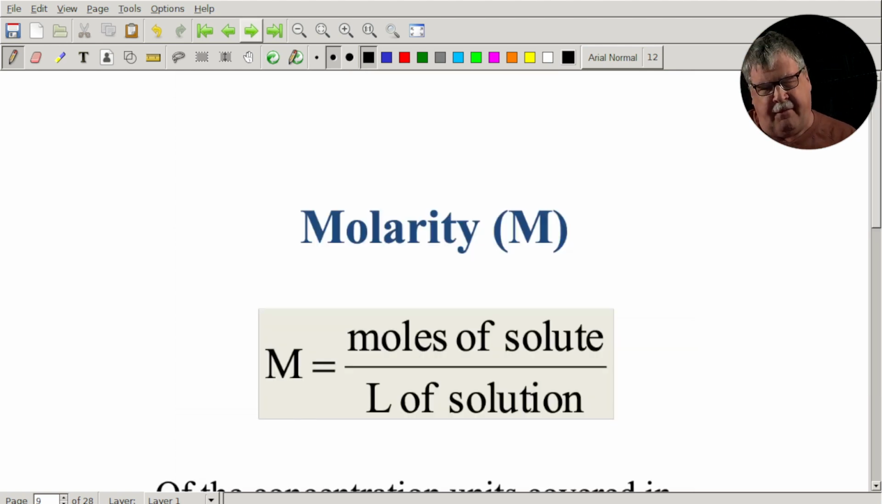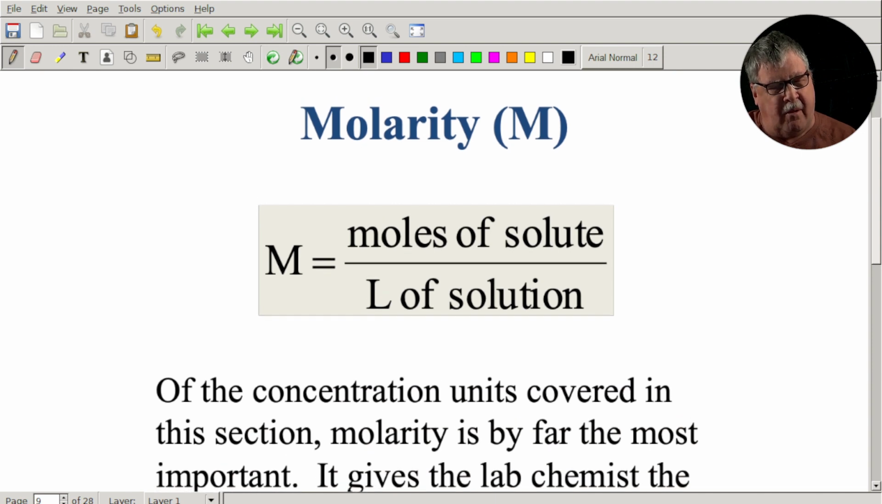Okay, far and away, the most important concentration unit in a chemistry class is molarity. And it's something you have learned to deal with before. And again, you will be using it extensively in this course as well as in Chem 126 if you're taking Chem 126 this semester.